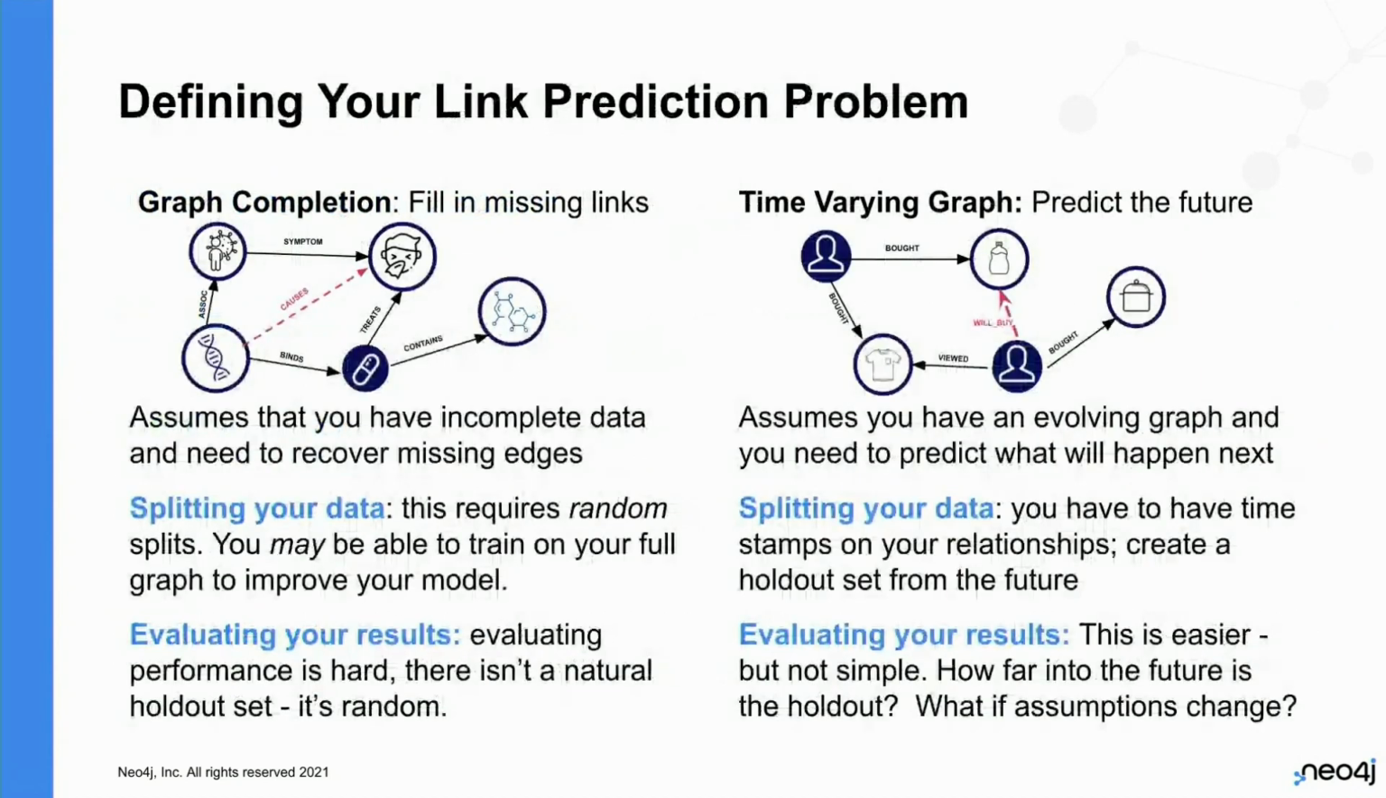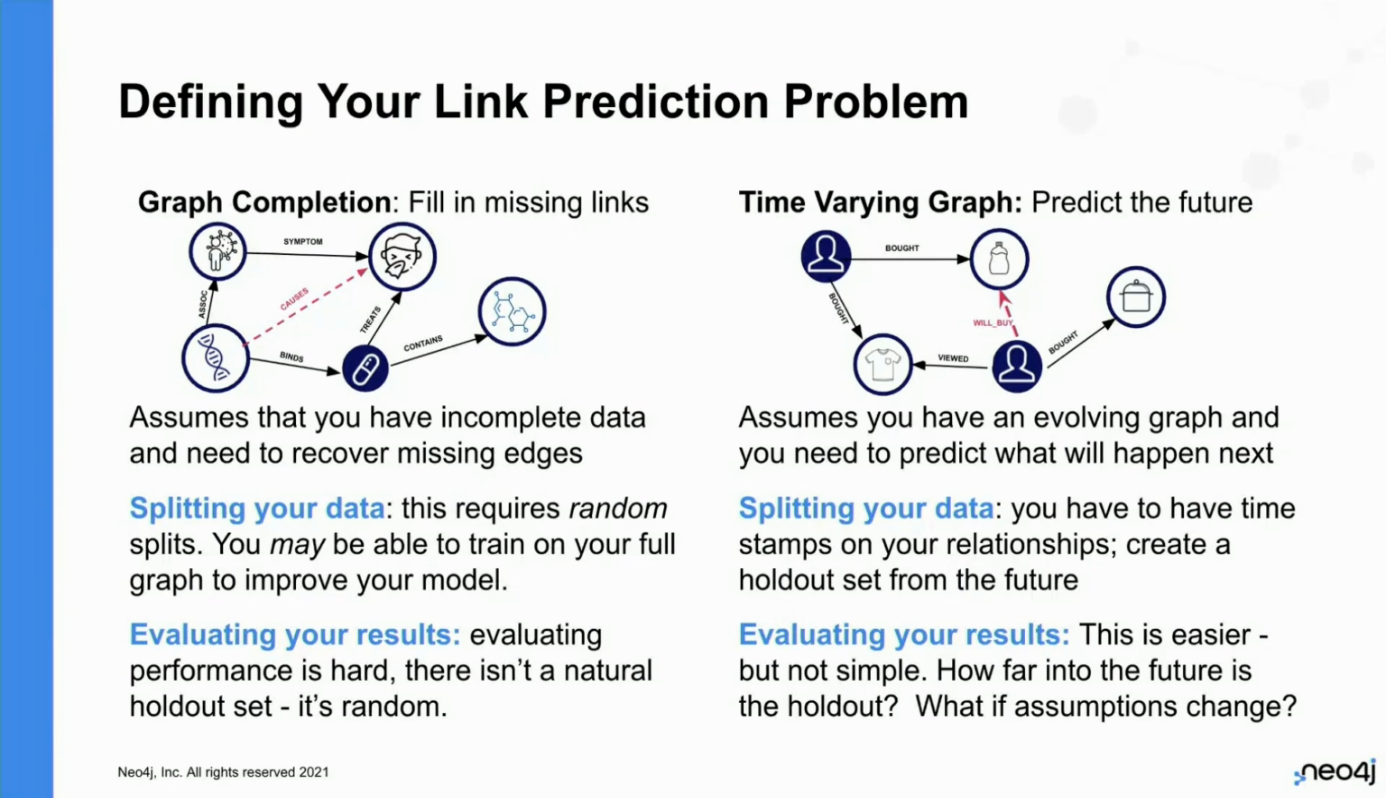So let's start off with defining your problem. There are really two problems here. One is graph completion, where you're filling in missing links. This assumes that you have incomplete data. There are relationships that exist that you just haven't observed, and you need to recover the missing edges. And here, when you look at splitting your data, this is going to require random splits. So you may be able to retrain your model on the full graph to improve performance, but splitting gets a little trickier, and we'll talk about that next.